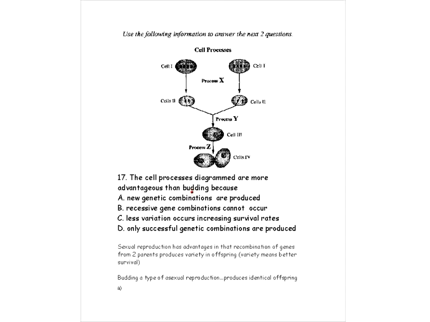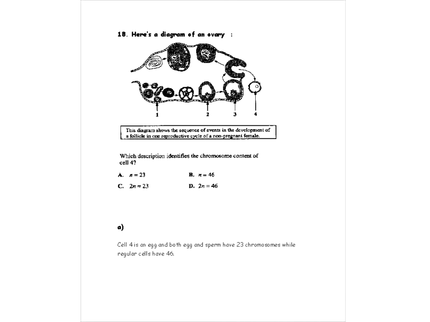There are a couple of reasons, but one is that sexual reproduction involves the recombination of genes from two parents, which produces variety in offspring. And variety means there's a better chance of survival, right? With asexual reproduction, everybody looks the same, so if conditions change, everybody can be wiped out. Whereas with sexual reproduction, you've already got someone who might be able to adjust to the new conditions. So the answer is going to be A, new genetic combinations are produced.